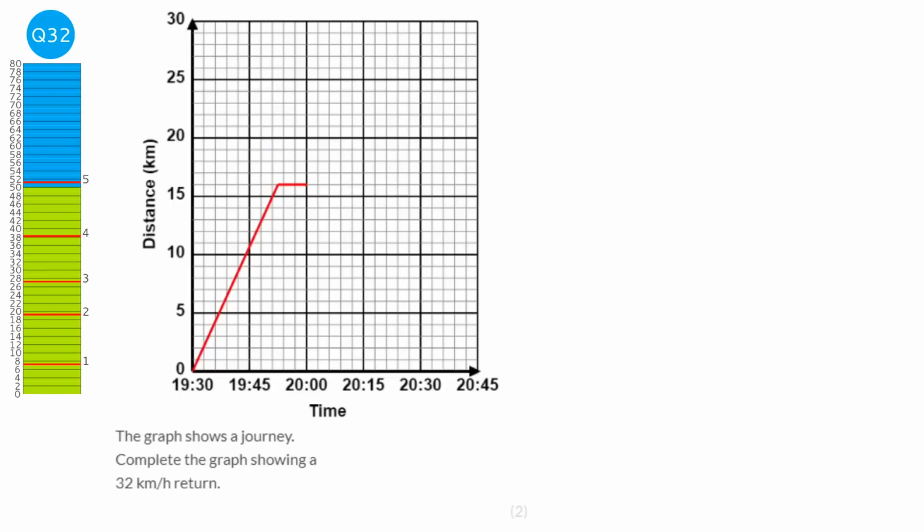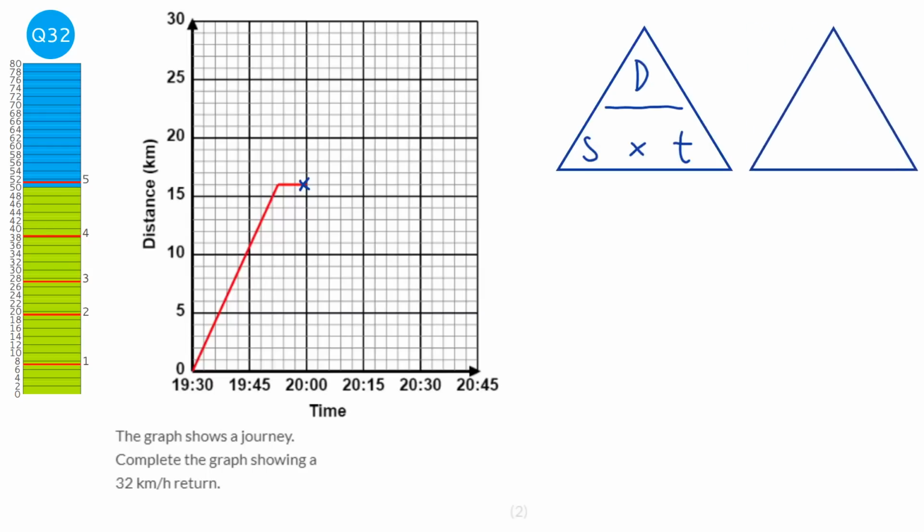It's important to remember our speed, distance, time triangle. So we've got speed equals distance over time. And here we are given a distance because from here we're 16 kilometers away from home. So the distance, let's just draw another triangle, the distance will be 16.